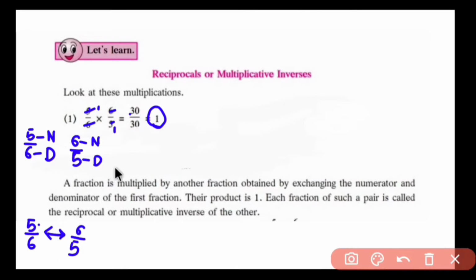Sometimes we call it multiplicative inverse and sometimes this is known as reciprocal also. So the number obtained by interchanging numerator with denominator and denominator with numerator of the fraction, such a number is known as reciprocal or multiplicative inverse.